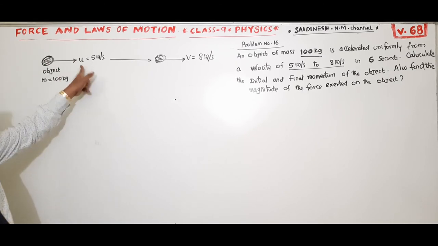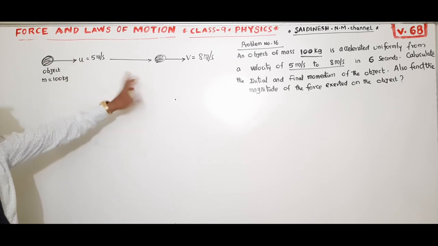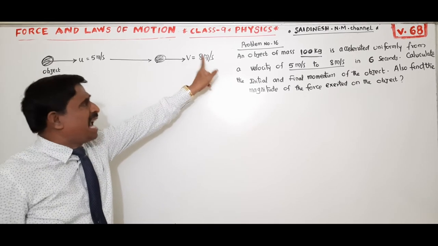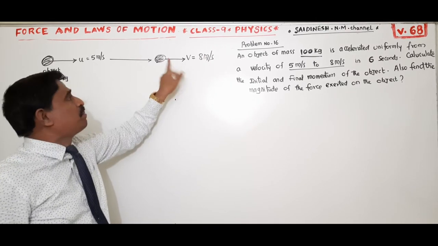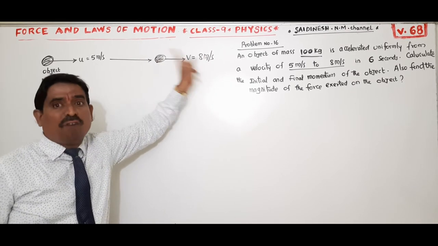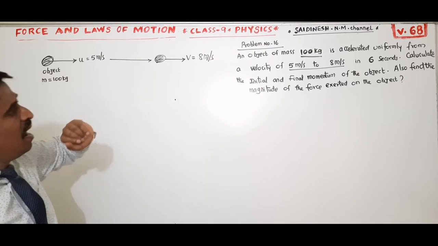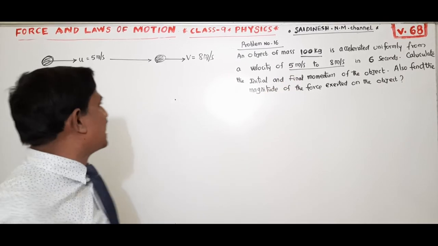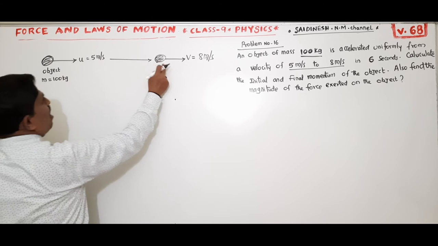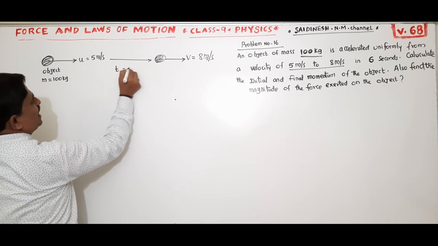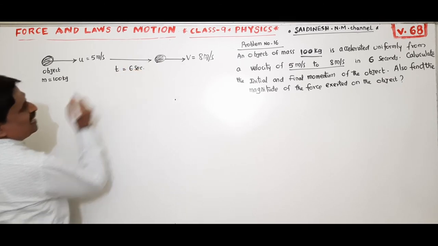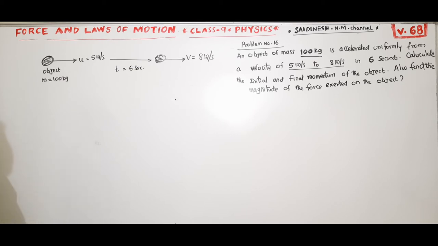Starting velocity we call the initial velocity. After some time its velocity increases to 8 meter per second. This velocity we call the final velocity. Time taken is 6 seconds. From here to here, time taken is given as 6 seconds. Now please listen.